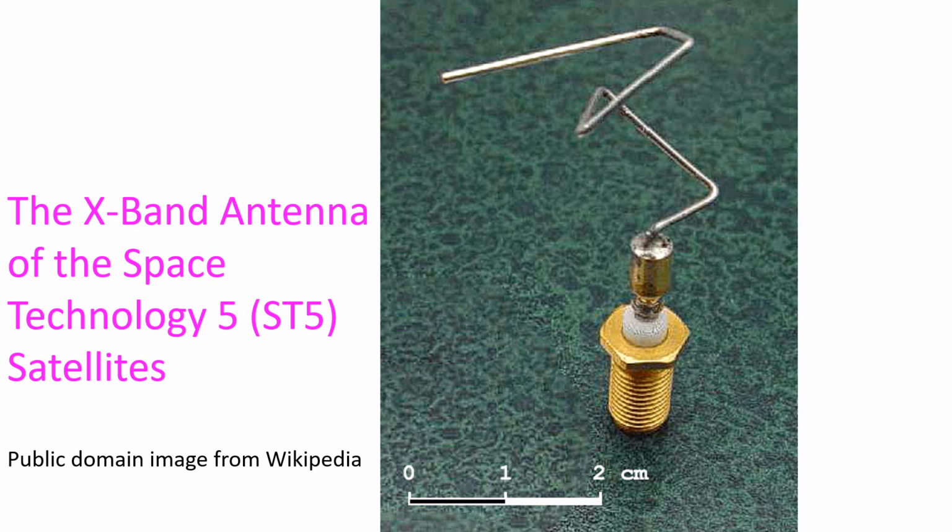The antenna shown in the illustration was evolved to have a combination of wide beamwidth for a circularly polarized wave and wide impedance bandwidth to cover the up and downlink frequencies at X band for a 2006 NASA mission called Space Technology 5, ST5.